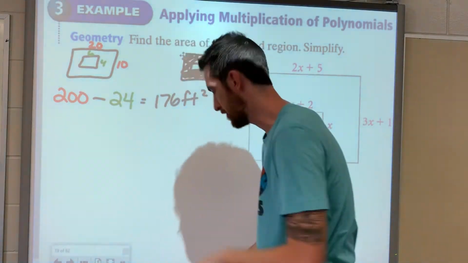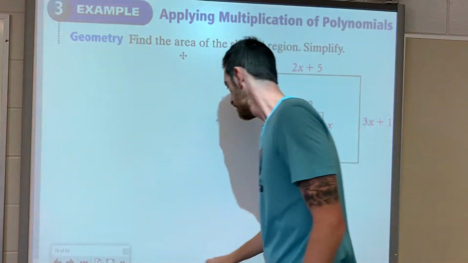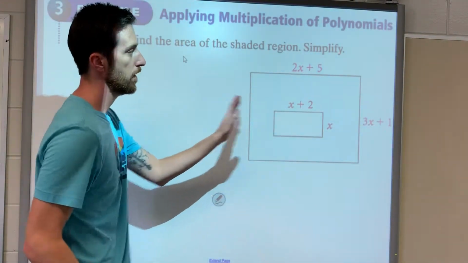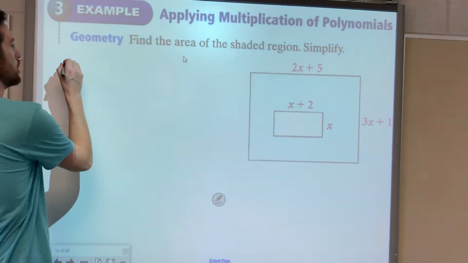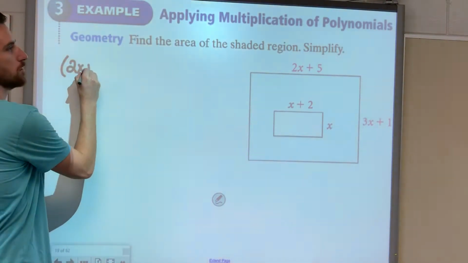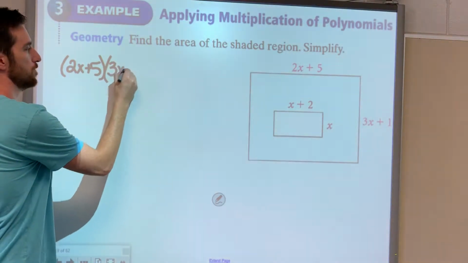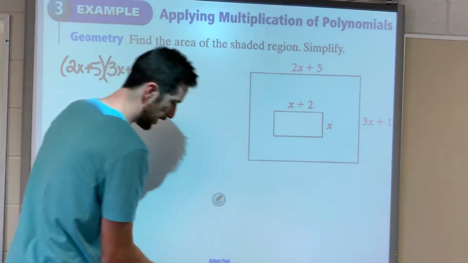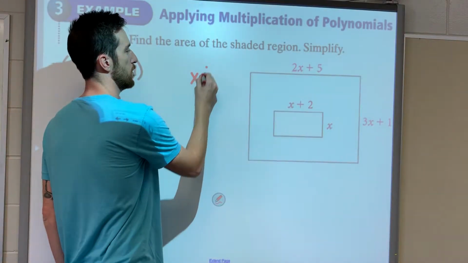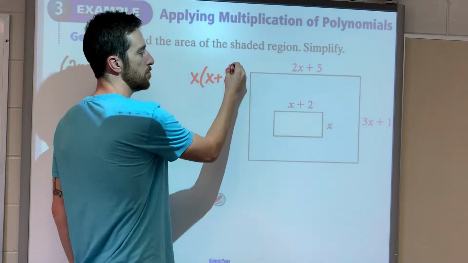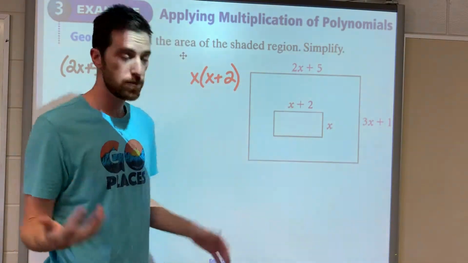So I'm gonna erase all this stuff. So the big fella, we've got a rectangle, it's 2x plus 5 times 3x plus 1. The little fella, we've got x plus 2 times x. That'll be pretty easy to multiply. After we get these two things, we are going to subtract them.